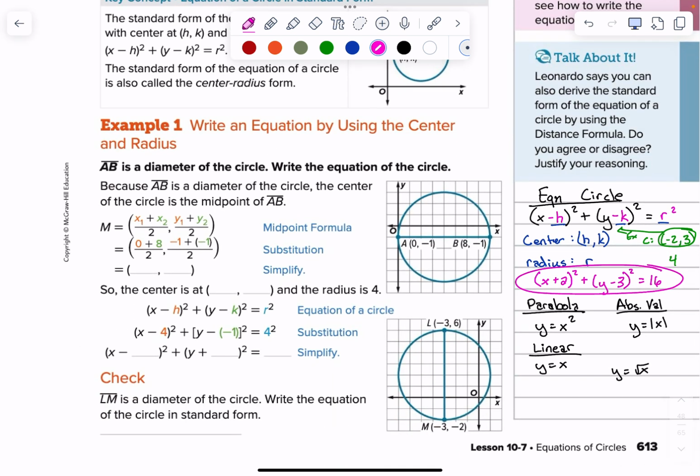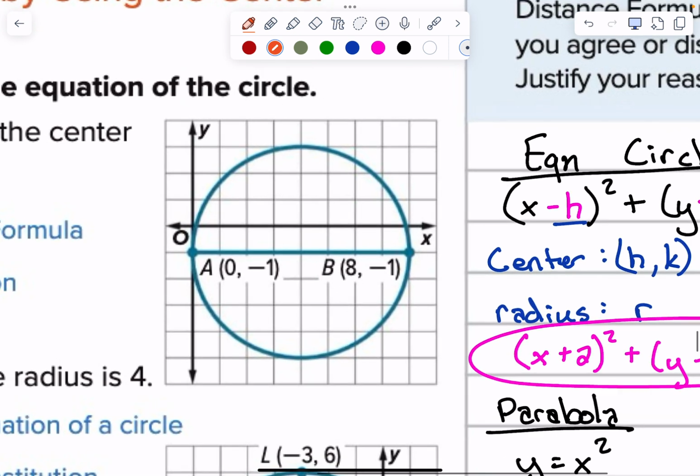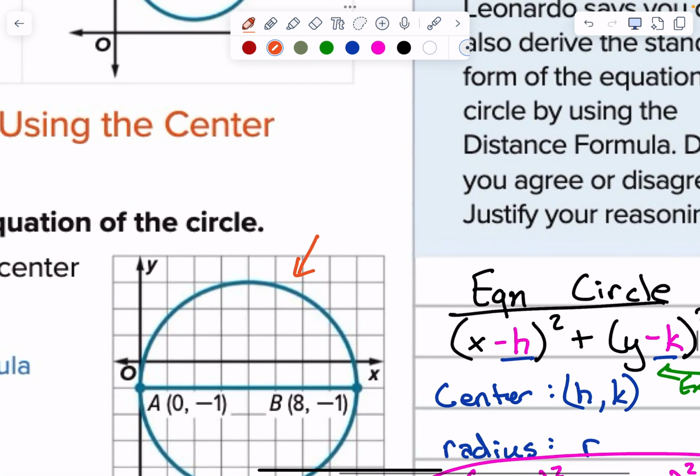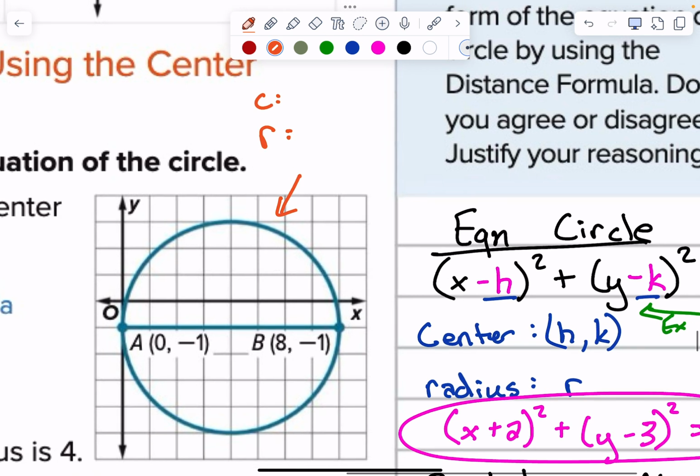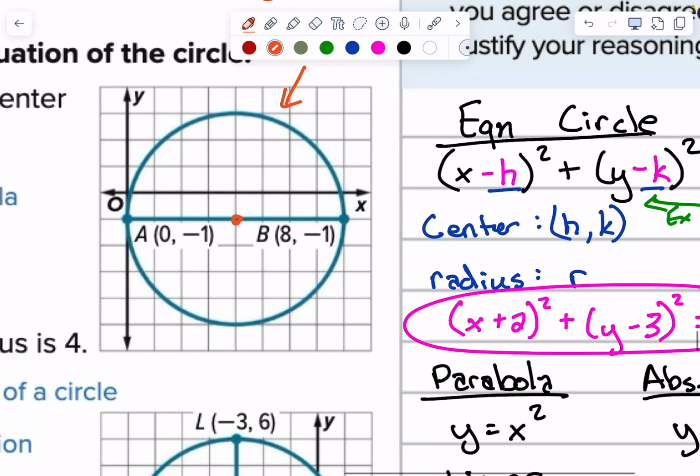Example 1, AB is a diameter of the circle. They want us to write the equation of this circle. What two things do you need for a circle? Center and the radius. So where is the center about? It looks like here. What is that coordinate? 4 comma -1. That sounds good. And the radius is 4. So we have to write the equation of this circle.